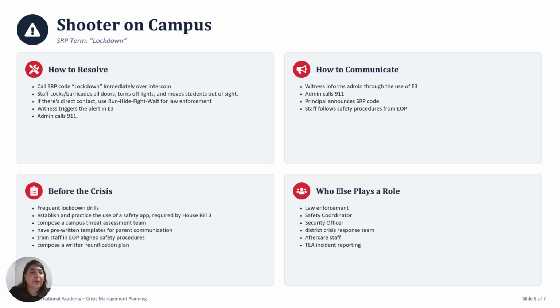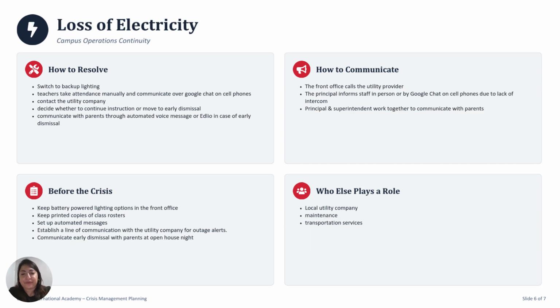And then, of course, we do have a reunification plan already pre-written that we will send out to parents in case of that. So, of course, this is one where we have to work with a lot of outside services such as law enforcement, our safety coordinator or security officer. We're going to work together as a district crisis response team. We'll be working with aftercare staff, and we'll even work with TEA for incident reporting.